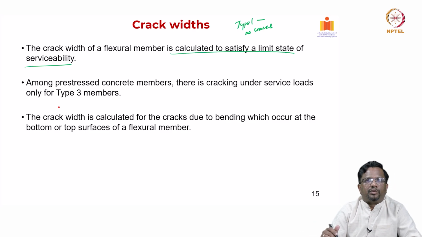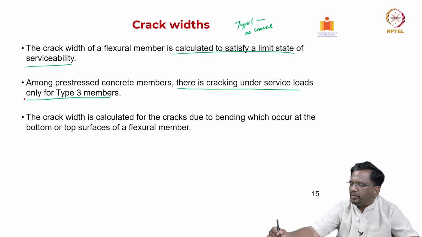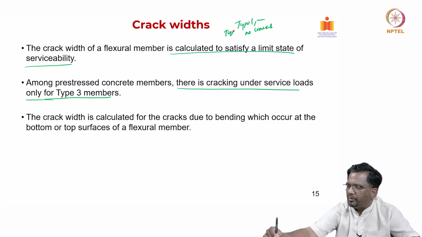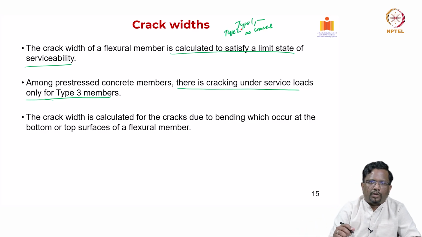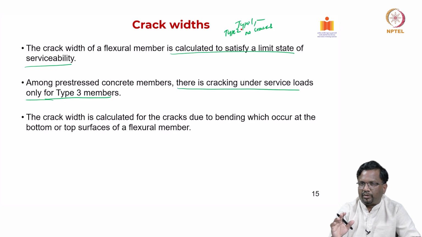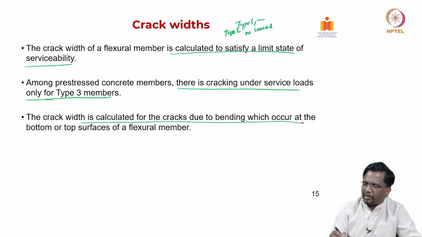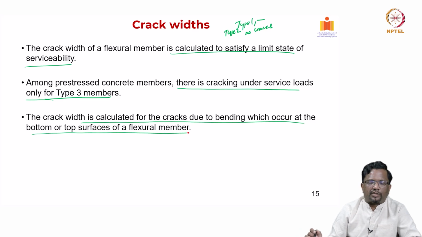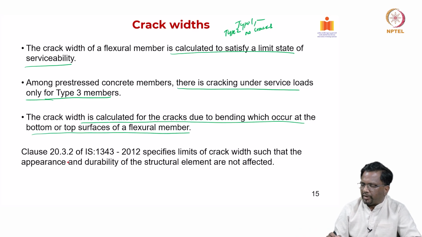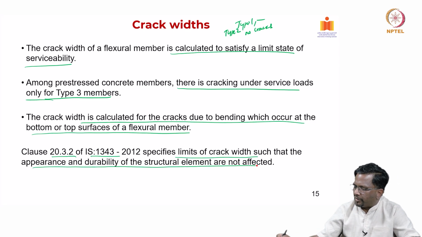Among pre-stressed concrete members, there is cracking under service loads only for type 3 members. Okay. So, in type 1 and type 2 there are no cracks, but in type 2 tension is allowed, but no crack. But in type 3 tension is allowed and it can also crack, but the crack width has to be limited, right. So, the crack width is calculated for cracks due to bending which occur at the bottom or top surface of the flexural member. Now, clause 20.32 of IS 1343 specifies limits of crack width so that the appearance and durability of the structural element are not affected.